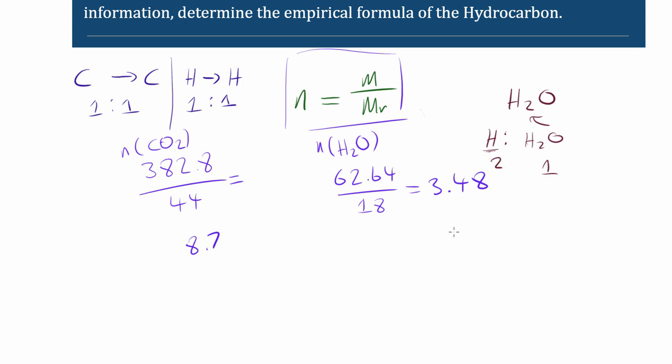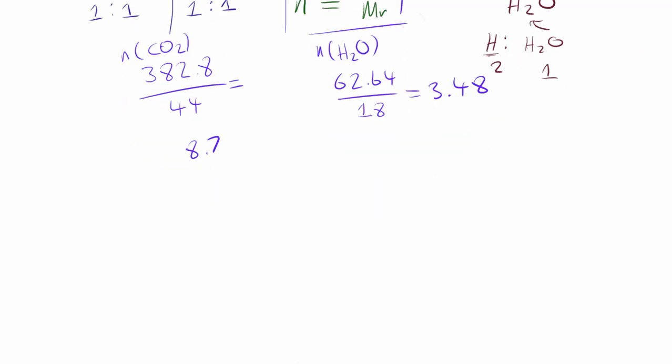And because of that, when we need to convert the moles of H2O back to moles of hydrogen, which is what we need to do at this stage to get towards the empirical formula of the hydrocarbon, the moles of hydrogen is going to be 3.48 times 2.